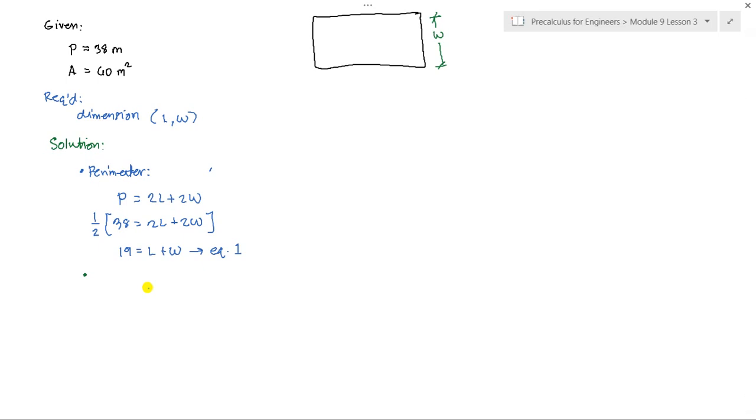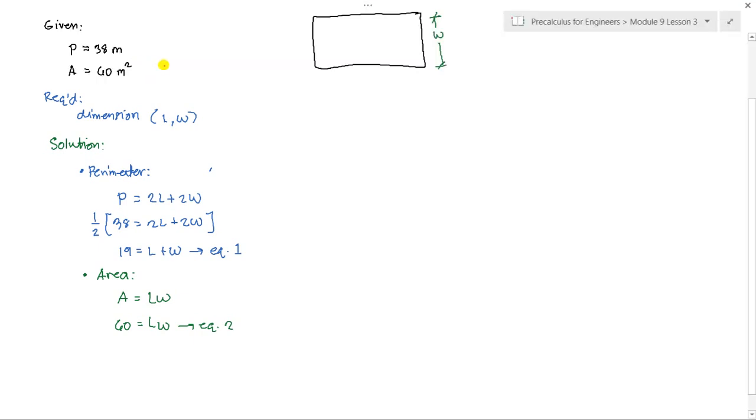So since we already have equation 1, we need another equation to solve for the unknowns, length and width. Since we have another given, the area, we know that the area of a rectangle is what? Area equals, class? Okay, length times width. Correct. And since the area is given, 60 square meters, 60 is equal to length times width. So this would be our equation 2.